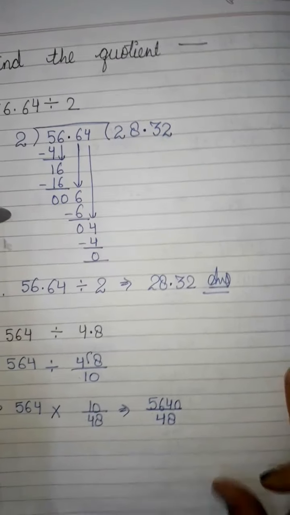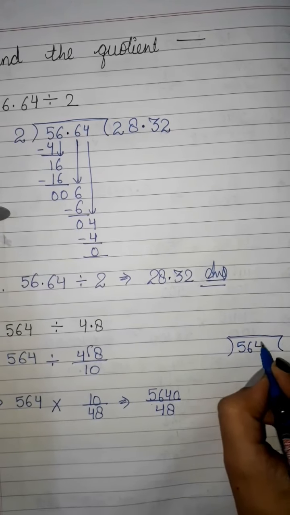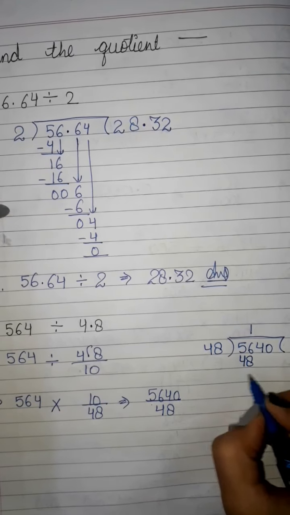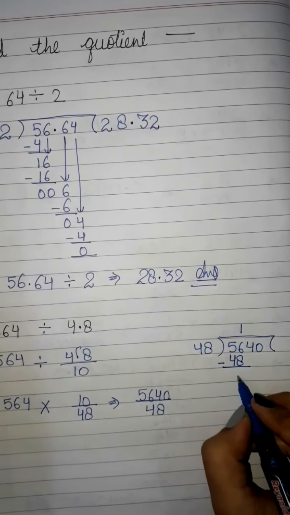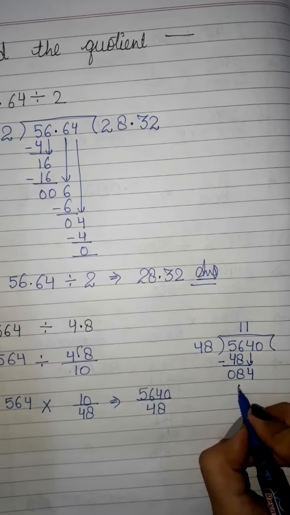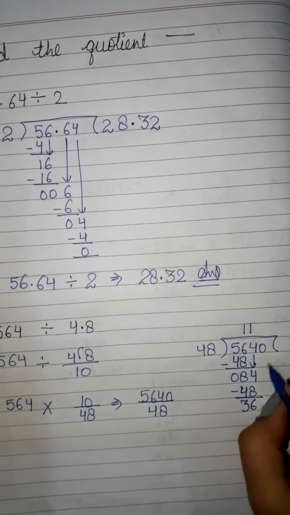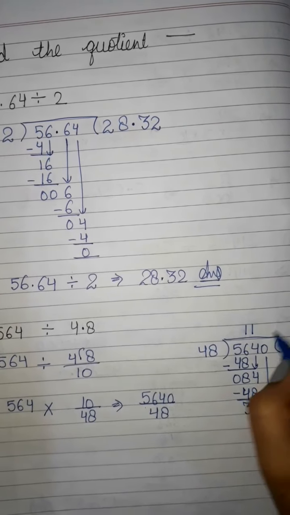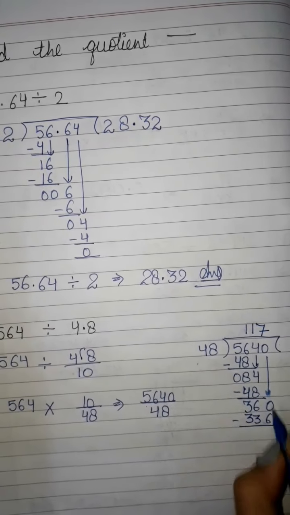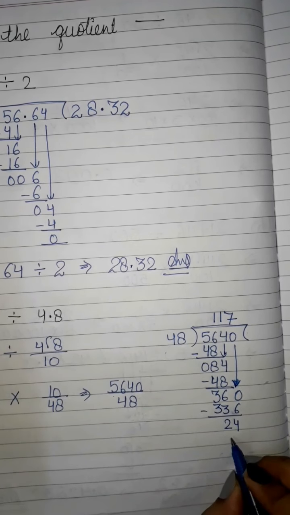Now see how to do the division part. 5640 is the dividend and divisor is 48. Ones are 48. Now what is left? 8 and 4 is copied down. Now again ones are 48. If you subtract, what you get? 6 and 3. Now this 0. Sevens are 48 sevens are is 336. And if you subtract, you get 24. Now children, see, this is a remainder.